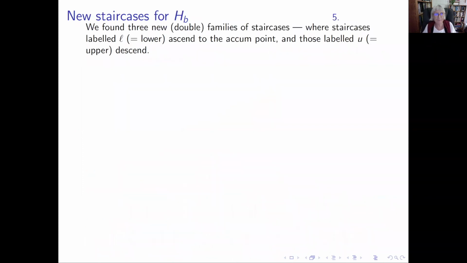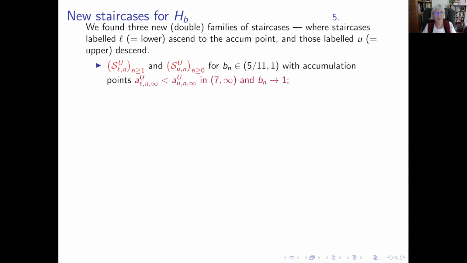And so what did we find? We did eventually, it took us a long time, but we did eventually find new staircases. For a long time, we couldn't see anything. And then we found 3 new double families of staircases. So, you'll see what they're labeled in a second. And if they're labeled with a little l at the bottom, they're ascending staircases. They go up, and the ones labeled U go down. And here are our families.